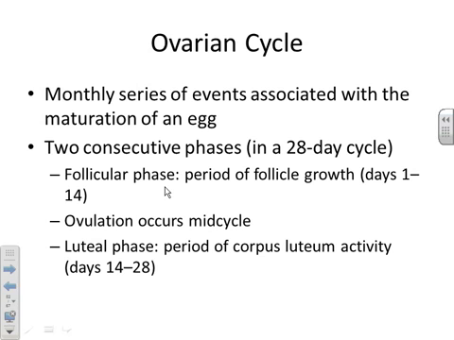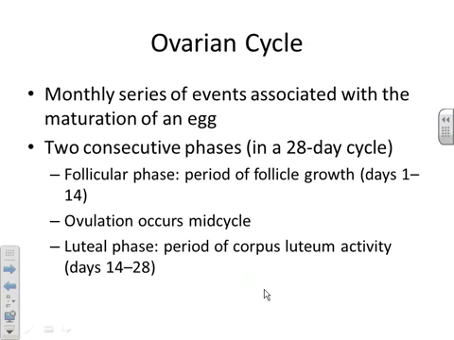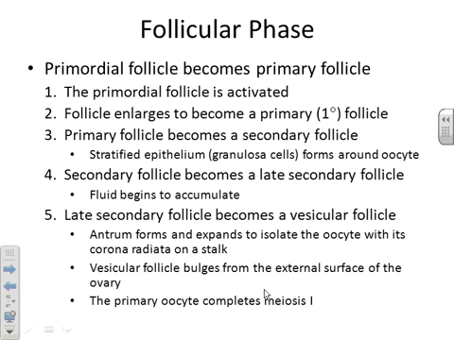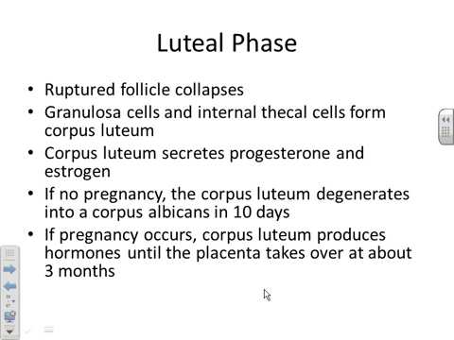That's when the mature egg is released from the ovary. After that, we have what's called the luteal phase. That's when we have the scar tissue, the corpus luteum, being produced. These next few slides just give you a little bit more explanation of what's going on within each of these cycles.